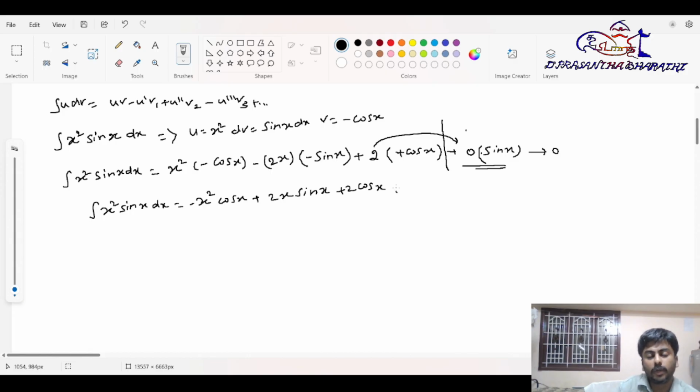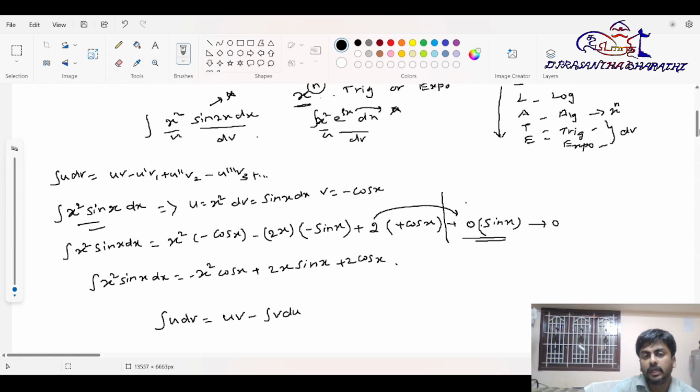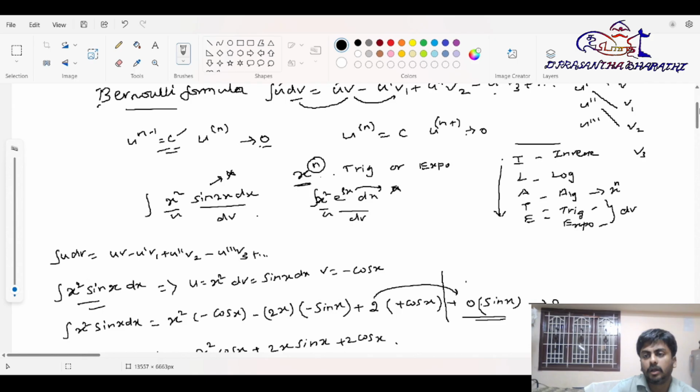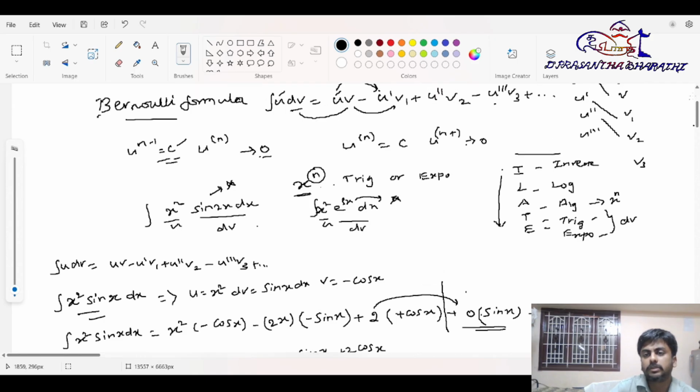So now you have got an idea of when to apply Bernoulli's formula. But when to apply integration by parts, that is integral u dv equal to uv minus integral v du? Let me start with the simple examples that I have already given on the previous page. See here, we have taken 3 examples.